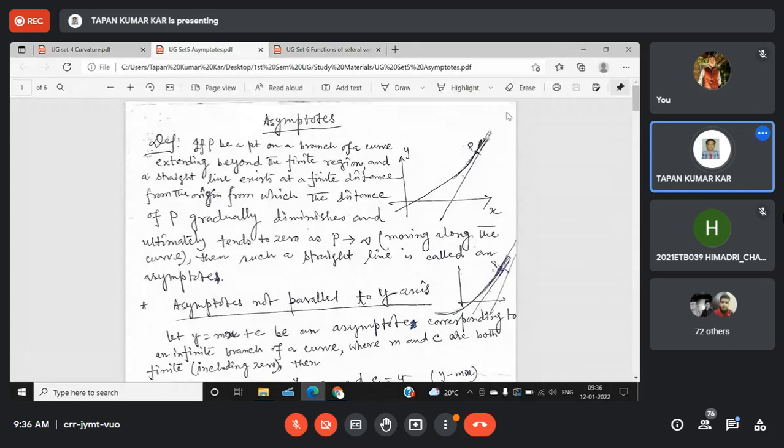Any straight line cannot be an asymptote. If that straight line satisfies this property, then only we will consider that it is an asymptote of the given curve. Which type of line? If its existence is in such a way that its distance from the curve gradually diminishes, and when P tends to infinity, the distance tends to zero, then such a straight line is called the asymptote of the curve.